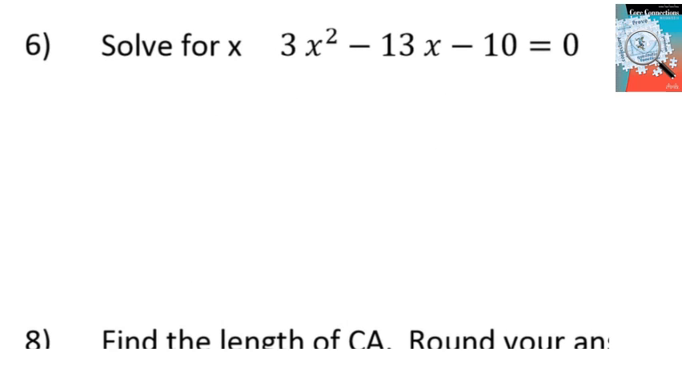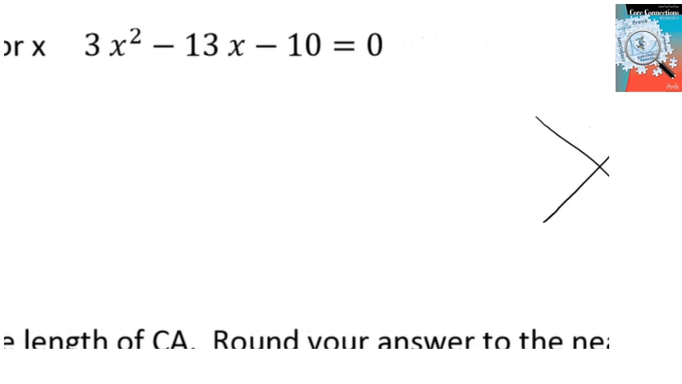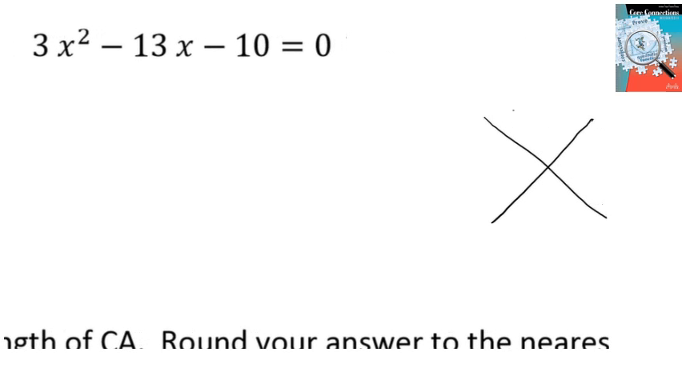Number 6 says solve for x. You're given a quadratic trinomial 3x squared minus 13x minus 10. 3, 13, and 10 don't have common factors, so I'm not going to be able to factor out a greatest common factor first. In the AC method, 3x squared times negative 10 would be, in this case, a negative 30x squared. And then down below I have a negative 13x. So I need two values that have a product of negative 30 and a sum of negative 13.